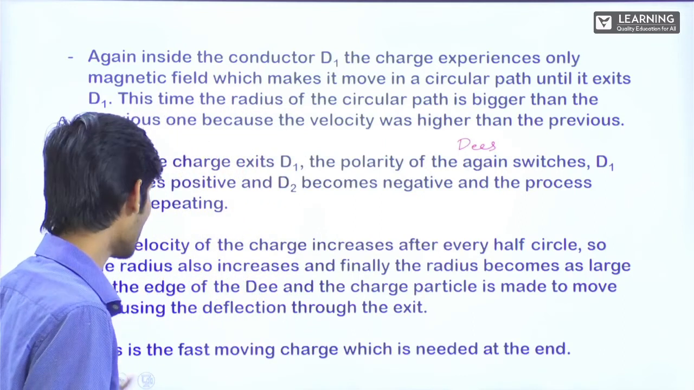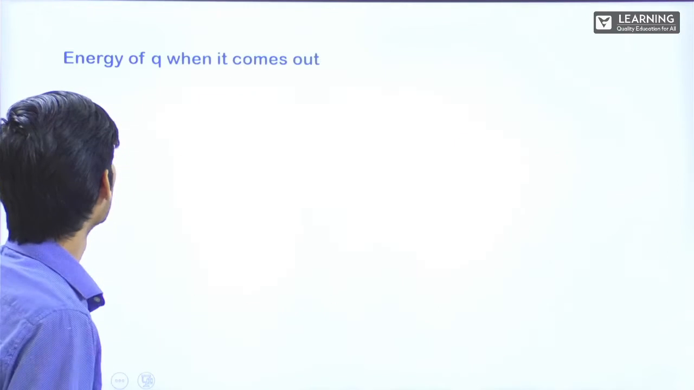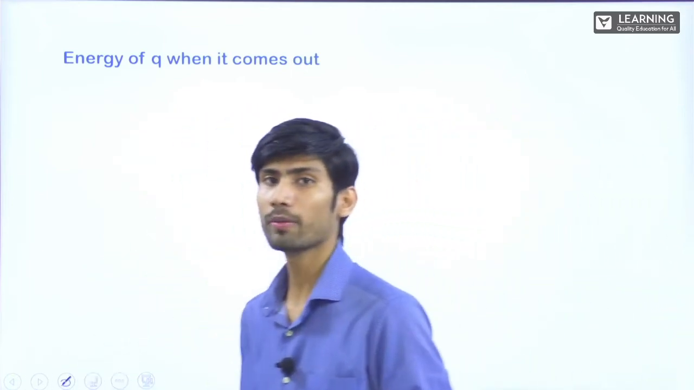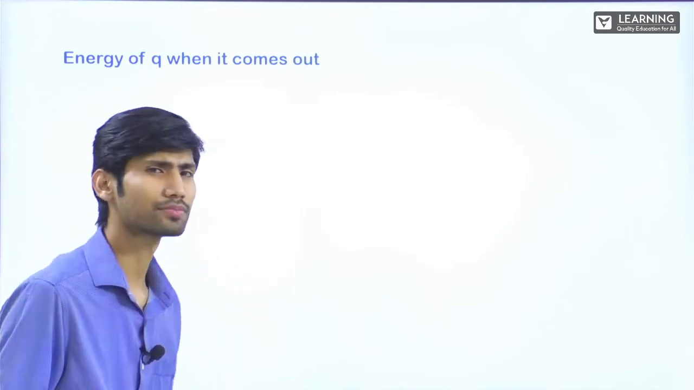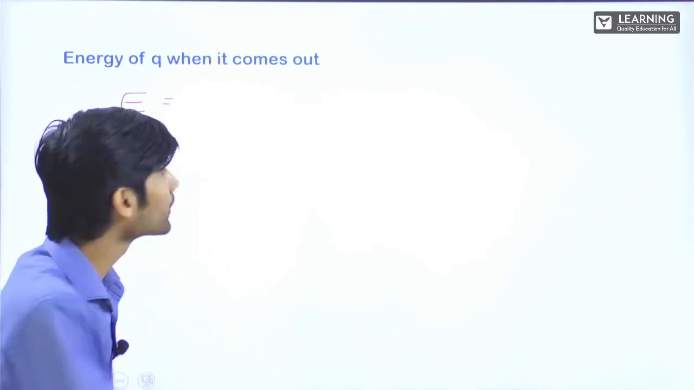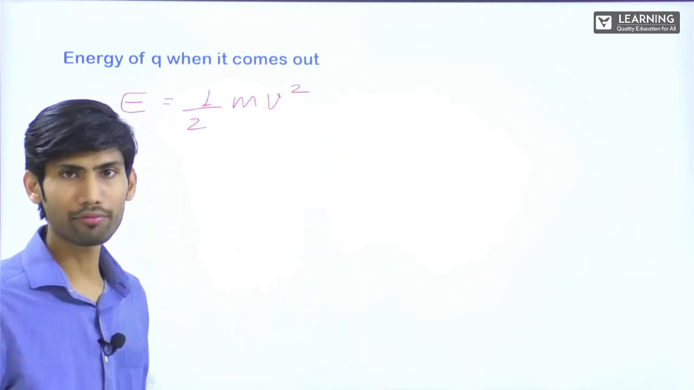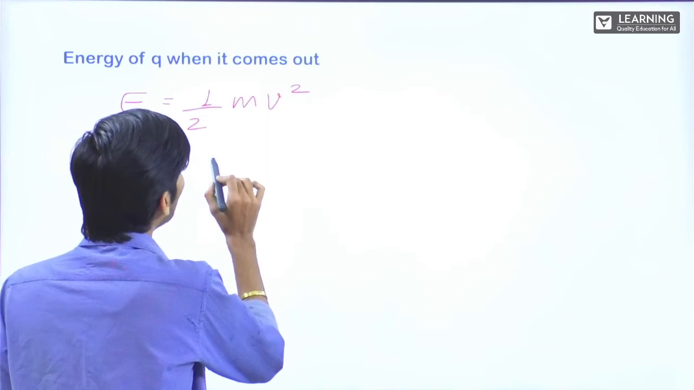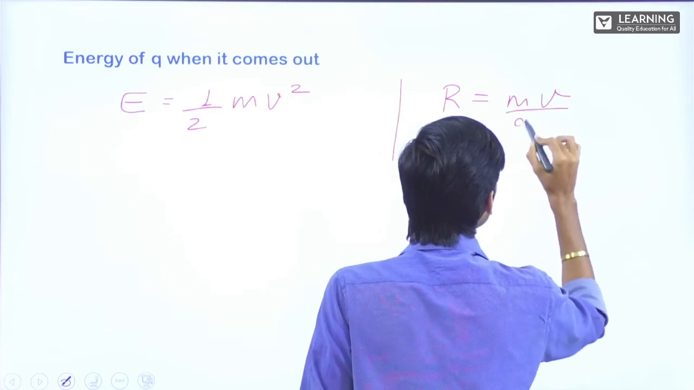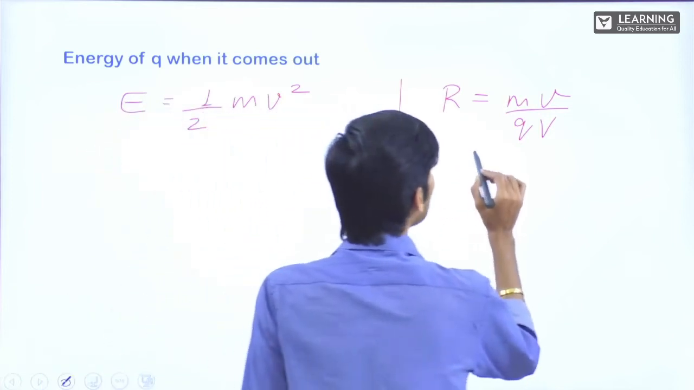Next. Okay, this is fast moving charge which is needed at the end. You can note it down. Now, energy of Q when it comes out, energy of the charge when it comes out of the cyclotron. How much energy will it have? Since it is in speed, the energy what it will have is kinetic energy, that is equal to half mv square. Half mv square. Alright. From here, what is the V? R is equal to mv upon qb. R is equal to mv upon qb. So V is equal to qbR upon m.